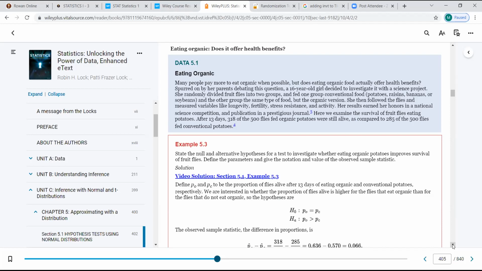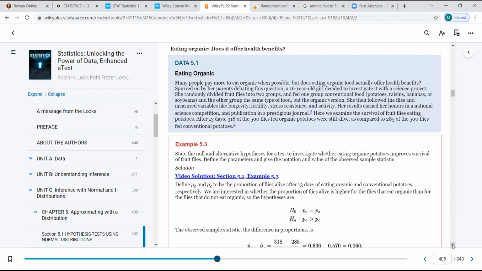You can see this, right? You go to a place like Whole Foods, they have an organic section where the vegetables are, and then they have the regular vegetables. So you sort of understand what they're saying. She then followed the flies and measured variables like longevity, fertility, and other things. Her results earned her honors in a science competition, and she was published. Here we're examining the survival of fruit flies eating potatoes. This is one of the specific things she was looking at.